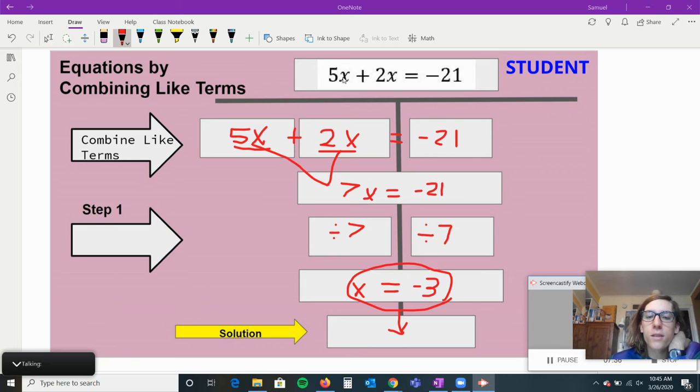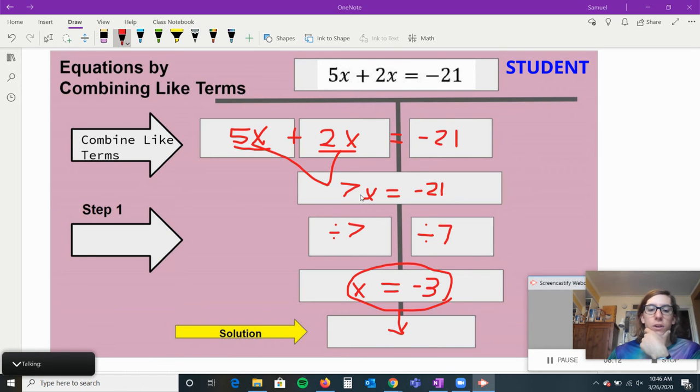So we've got 3 terms here, a 5x, a 2x, and a negative 21. So we've got 2 x terms and a numeric term. If we have these 2 x terms, guess what? They are like terms, so we want to combine them before we can solve, because otherwise we're solving for 2 x's, and we want to solve for just 1. So 5x plus 2x will then become 7x, and we've got the negative 21 still there on the right. Now it's a one-step equation.